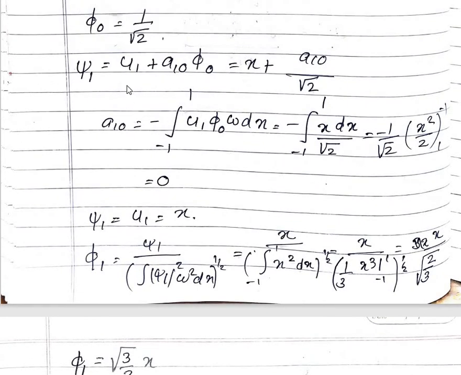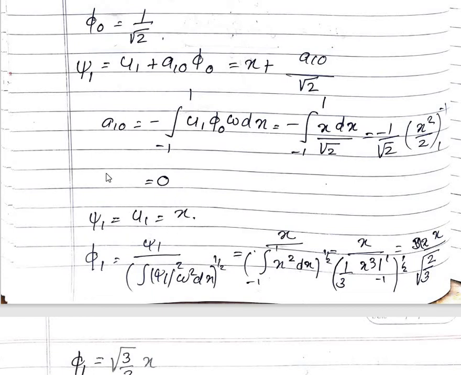a10 is given by minus integral u1 phi 0 w dx between the limits minus 1 to 1. So that is minus integral from minus 1 to 1 of u1 of x, which is x, into 1 by square root of 2 dx. When we do the integration and put in the limits, its value is 0. So a10 is 0. So psi 1 is nothing but u1, that is x.